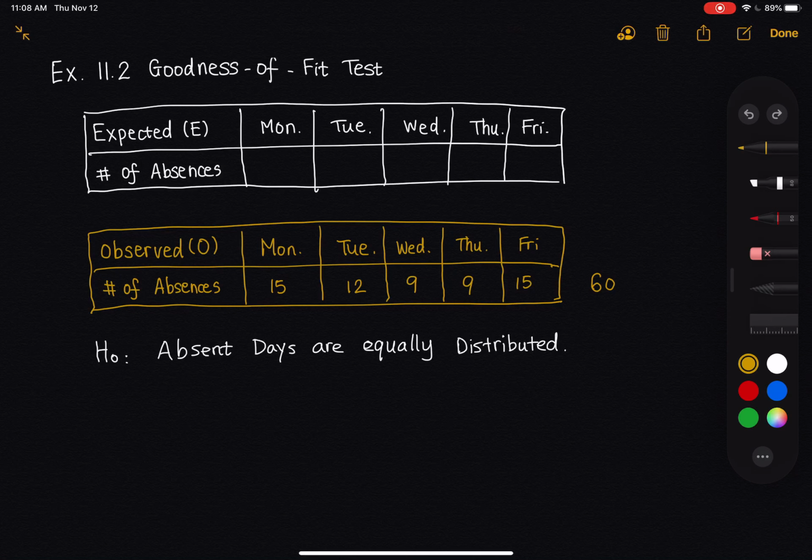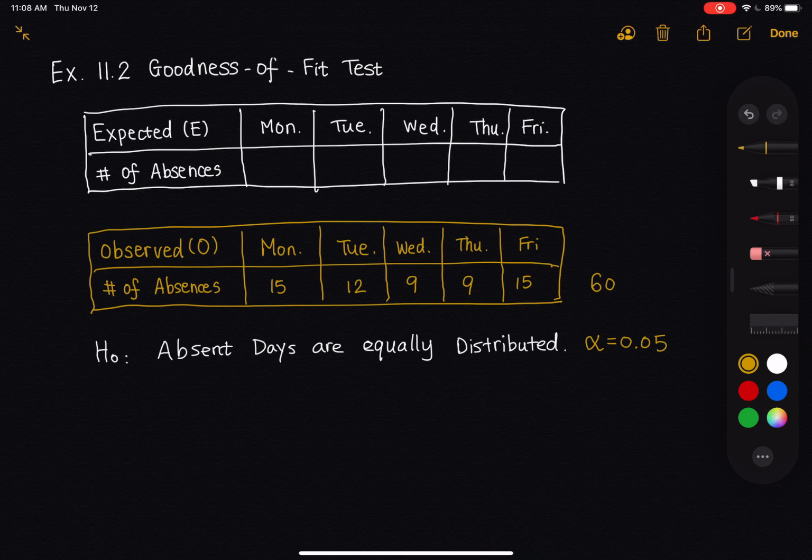Example 11.2, Goodness of fit test. In this example, we want to test the claim from the employer that the days of absence out of a 5-day work week are equally distributed over the 5 days. And we want to test it at a 5% significance level, so alpha equals 0.05.